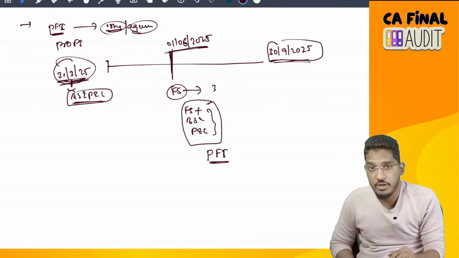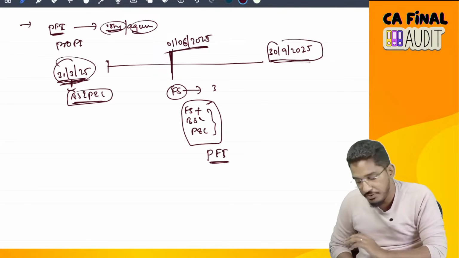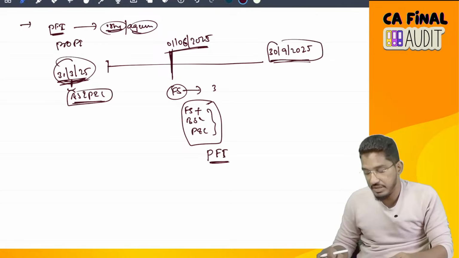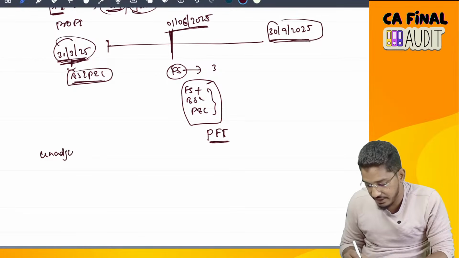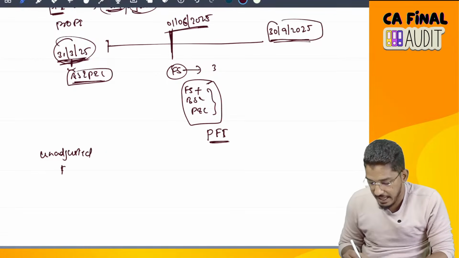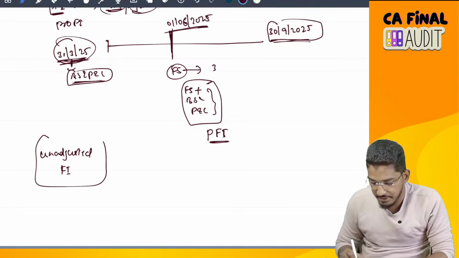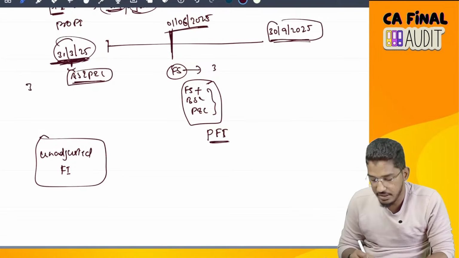That we call it as what? Pro forma financial information. So now if you see the entire process, how the pro forma information is created. First they will take something called unadjusted financial information. In our example, unadjusted financial information is financial statements as on 31st of March of 2025.